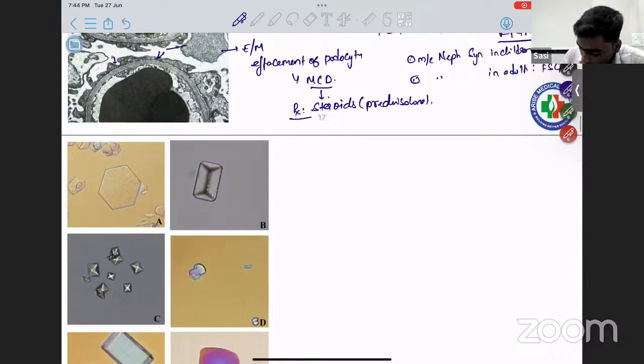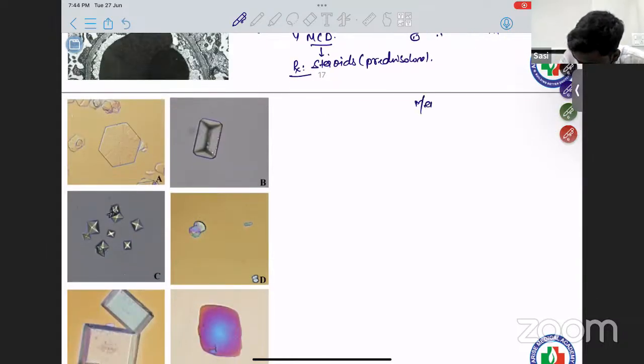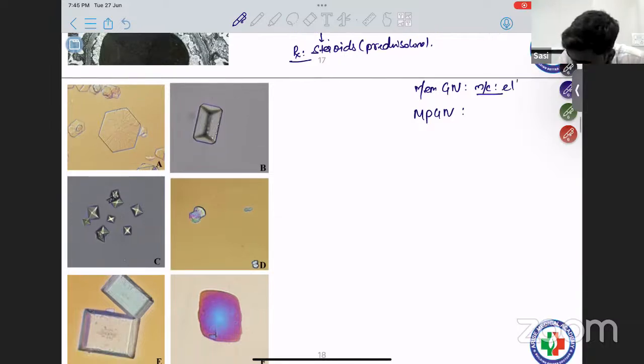One is membranous glomerulonephritis and the other is MPGN. In the case of membranous glomerulonephritis, it is most commonly seen in the elderly and cancer patients, and it will show this pattern known as spike and dome pattern. Spike and dome. This is seen in a case of membranous glomerulonephritis. What type of basement membrane appearance will you see in a case of MPGN?